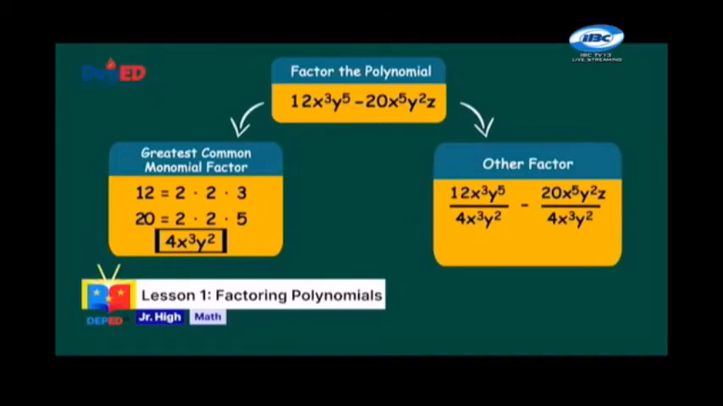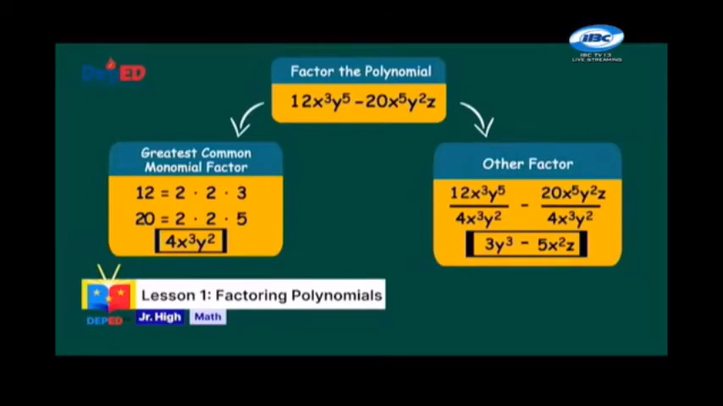We divide 12 by 4 and subtract exponents of expressions with similar bases. The first term of the factor will be 3y cubed minus the second term. What do you think it will be? 20 divided by 4 is 5. Then applying the laws of exponents, we will have x squared and z, since y squared divided by y squared is 1.